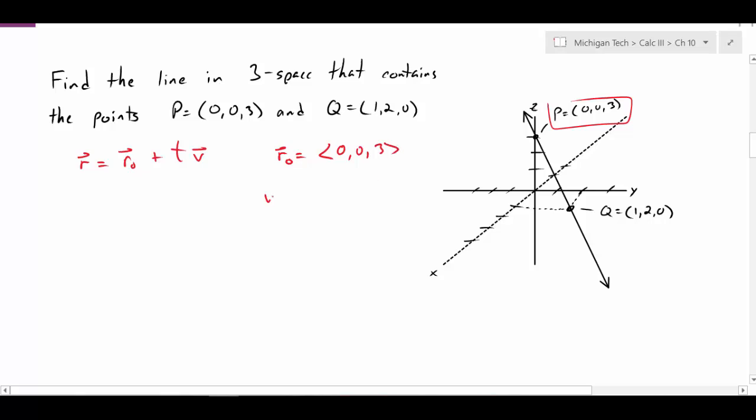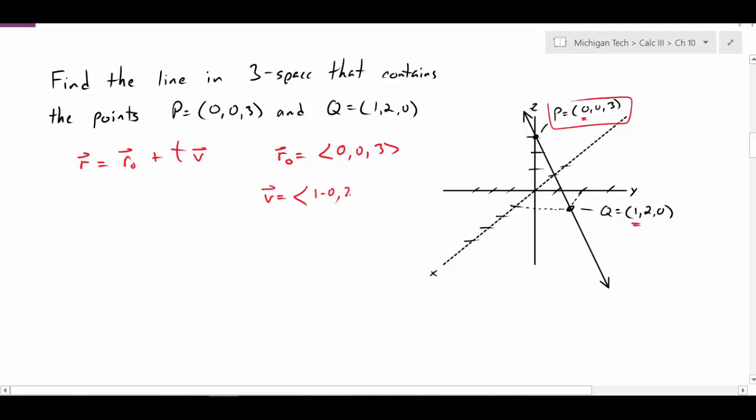And now I need the vector v that's traveling in the direction of my line. That's going to be the displacement vector that goes from P to Q. To find that vector, recall that I will just subtract the component values of my two points. So I'm going to take this x value minus this x value. I'll get 1 minus 0.